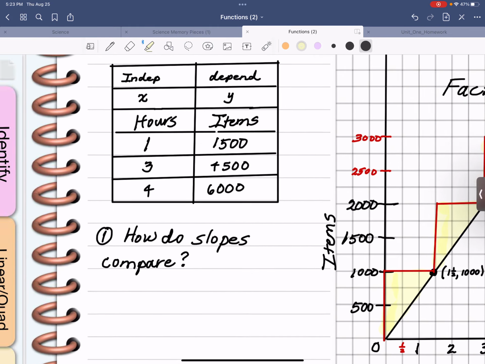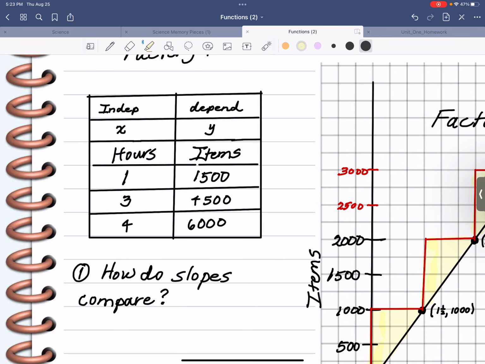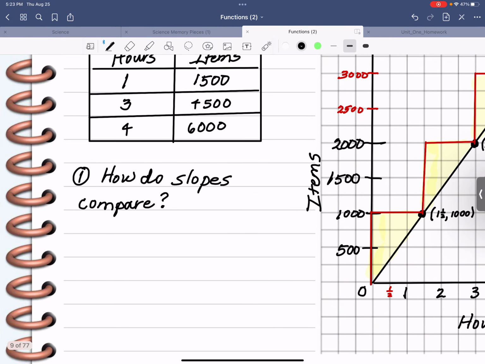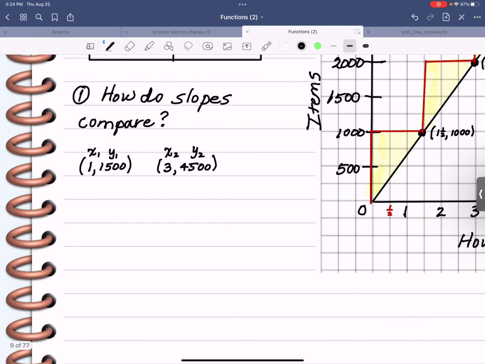All right, on the table, I can't just count boxes, so I'm going to have to use 2 points and find the slope. So the first point I'm going to use is 1/1500. And the second point is 3/4500. You youngsters won't even know the reference to that song, Halfway There and Living on a Prayer. So here's x1, y1, x2, y2, and I'm going to apply my slope formula.